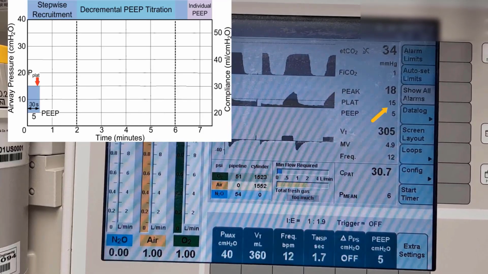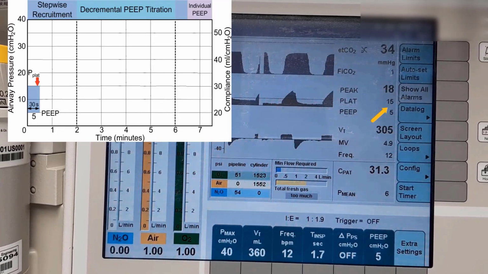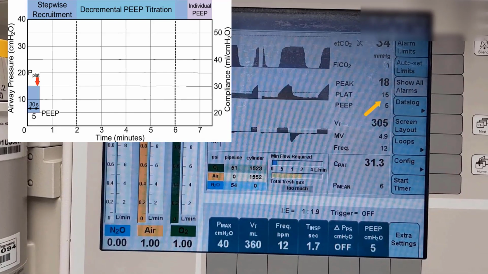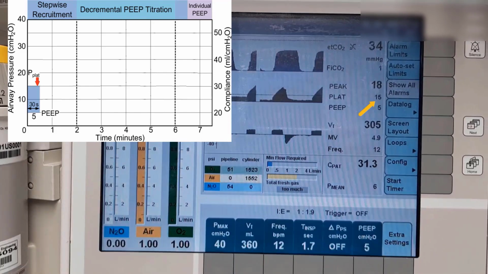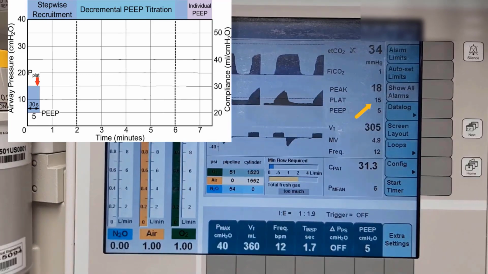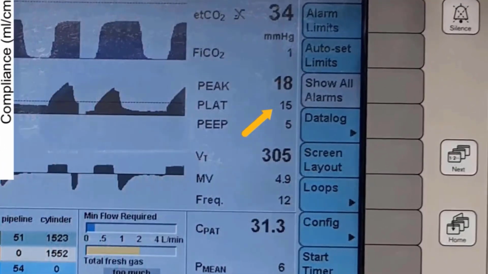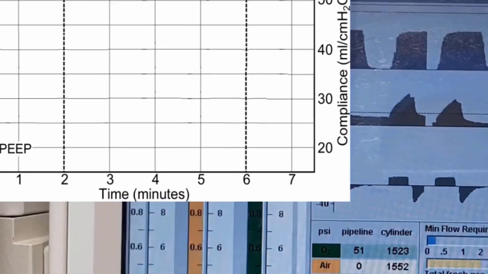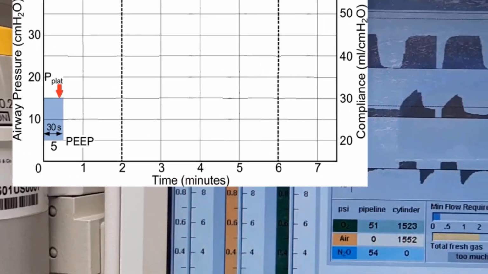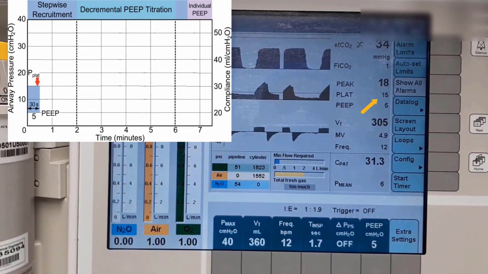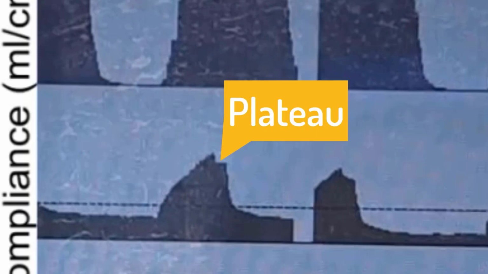The patient is now intubated with a PEEP of 5 cm of water and a plateau pressure of 15 cm of water. Notice that the yellow arrow indicating the plateau pressure on the ventilator screen is corresponding to the red arrow on the graph. The components of the inflation pressure curve are the peak, the plateau, and the PEEP.